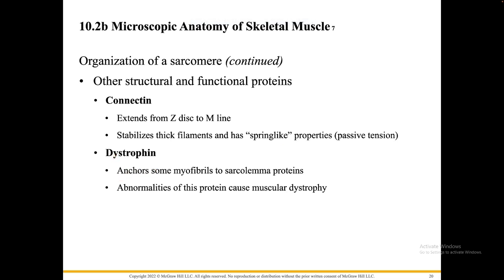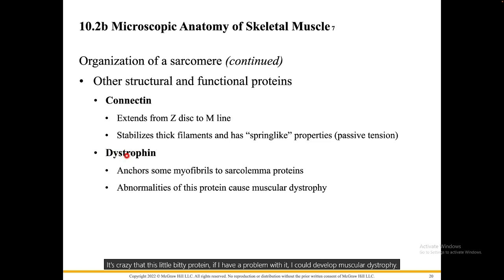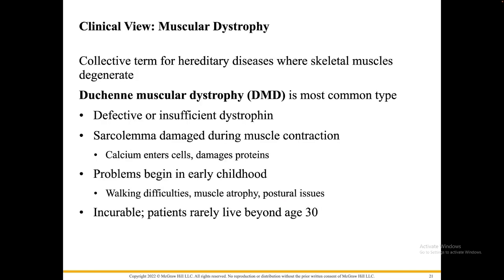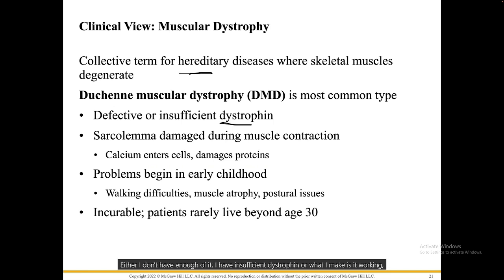Don't get too lost in these, but here's where some pathology can come in. It's crazy that with this little bitty protein, if I have a problem with it, I could develop muscular dystrophy. And muscular dystrophy is hereditary. It gets passed on in genes. And it's specifically dealing with this protein. Either I don't have enough of it, I have insufficient dystrophin, or what I make isn't working, it's defective. And it's the sarcolemma of these myofibrils. Remember, that's the coating that gets damaged. And we can't really control what goes into or out of the cell as well.